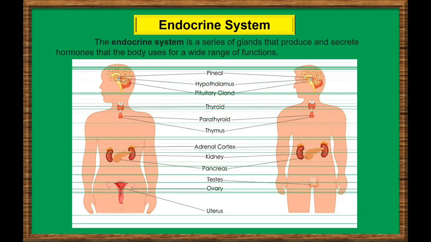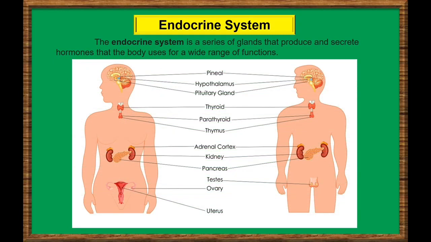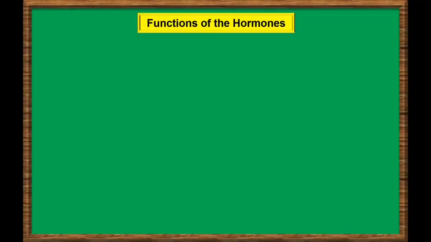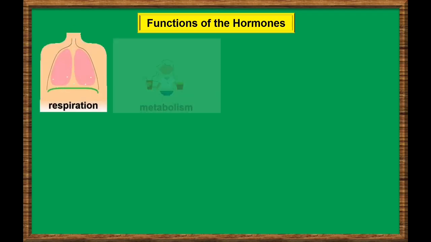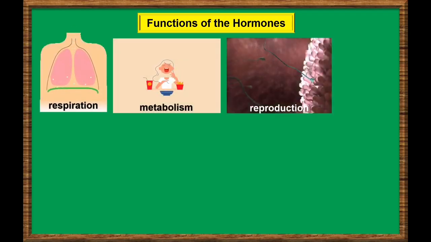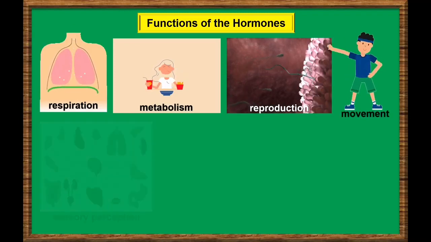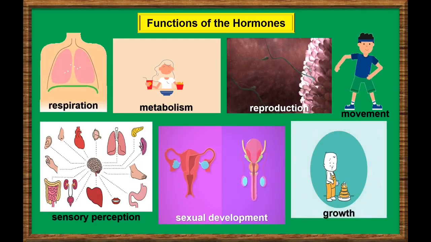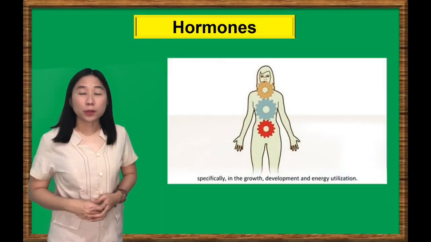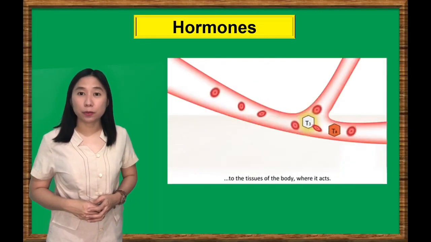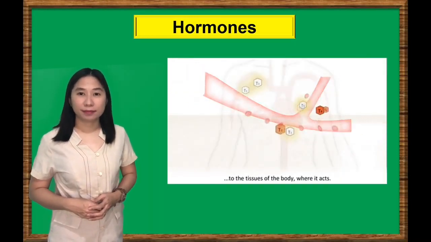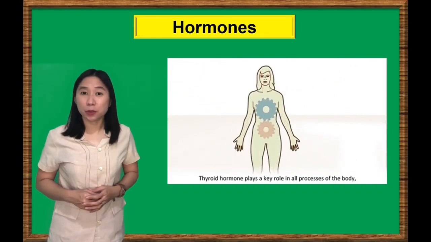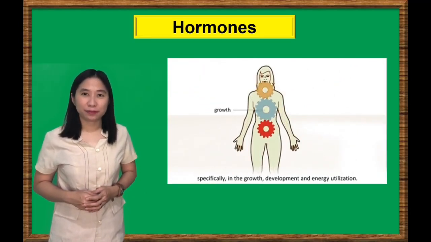The endocrine system is a series of glands that produce and secrete hormones that the body uses for a wide range of functions. The hormones released by the endocrine glands can influence bodily functions such as respiration, metabolism, reproduction, movement, sensory perception, sexual development, and even growth. Hormones are produced by glands and sent into the bloodstream to the different tissues in our body. They send signals to those tissues to tell them what they are supposed to do.